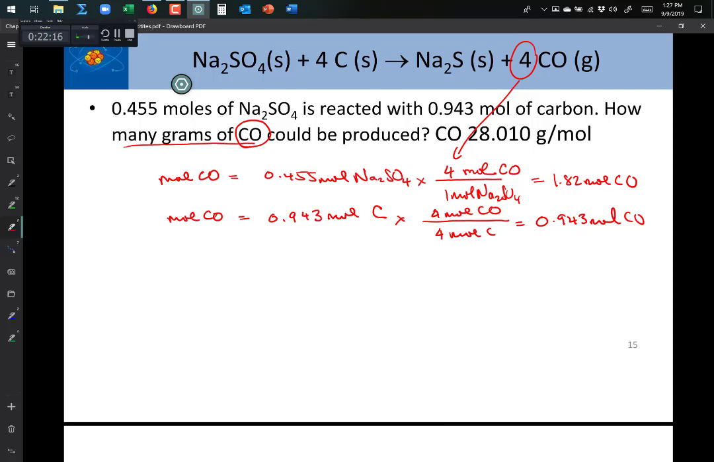0.5. Yeah, it's the bottom one, right? Because that's the smaller number. So this is how many moles of CO I can produce, and now we can convert that into grams now that we know.